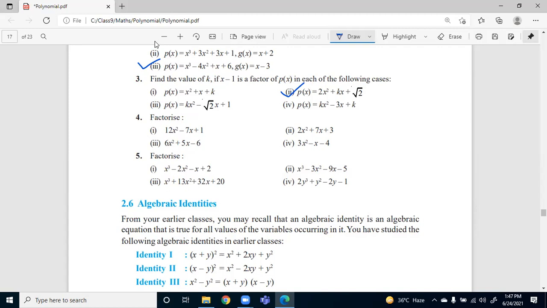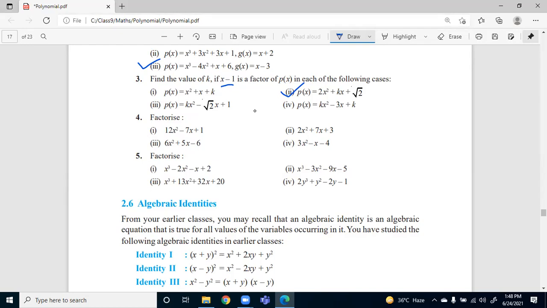So see how to do it. Dhanvi, can you explain how you have done this part? Yes, ma'am. I first substituted the value of x as 1 in the equation and I got 2 plus k plus under root 2. Then I took 2 plus k plus under root 2 as 0 and substituted the whole value, and after that I got minus 2 plus root 2.